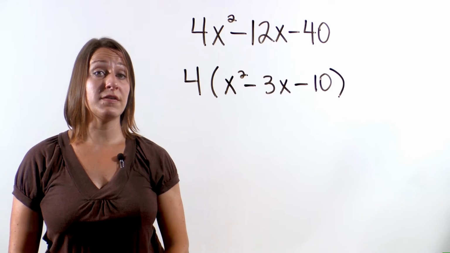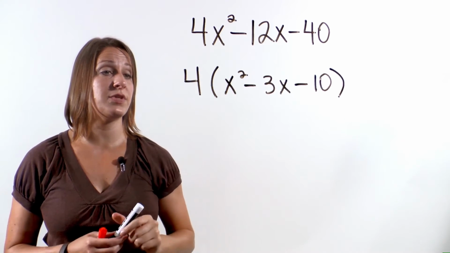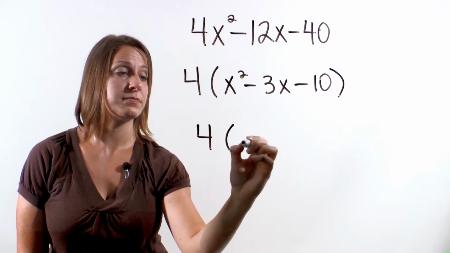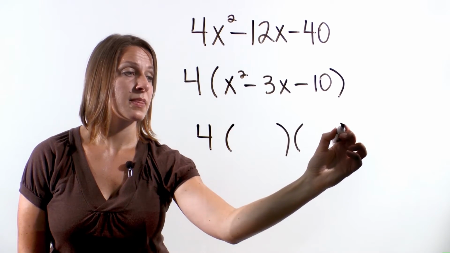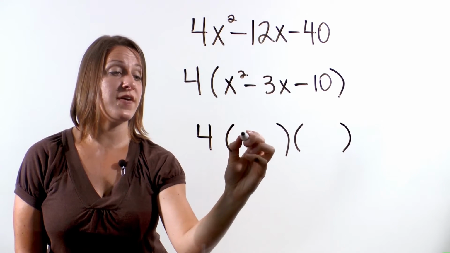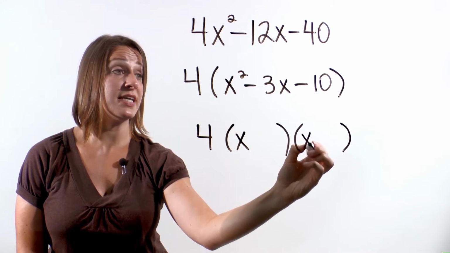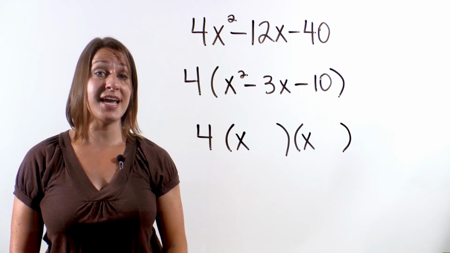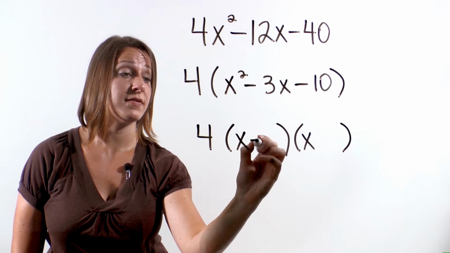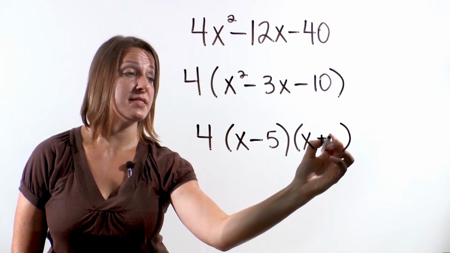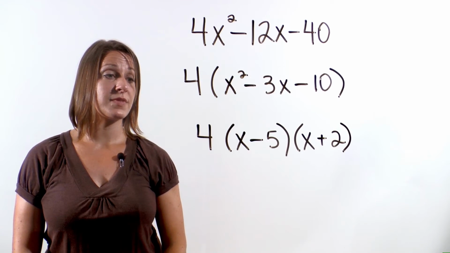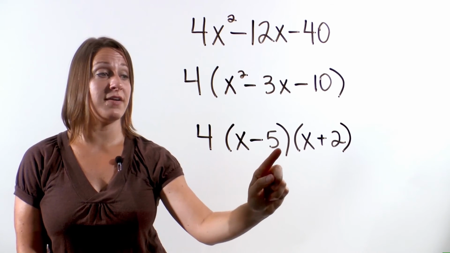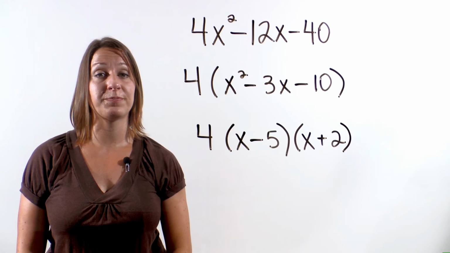Now, we need to factor the trinomial inside the parentheses. The 4 is going to come down to our answer line. The trinomial factors to x times x, and two numbers that multiply to negative 10 but add to negative 3 are minus 5 and plus 2. The final answer to this problem is 4 times x minus 5 times x plus 2.